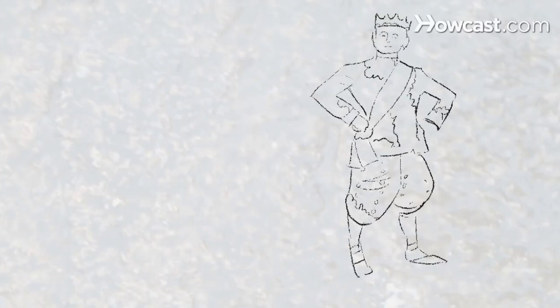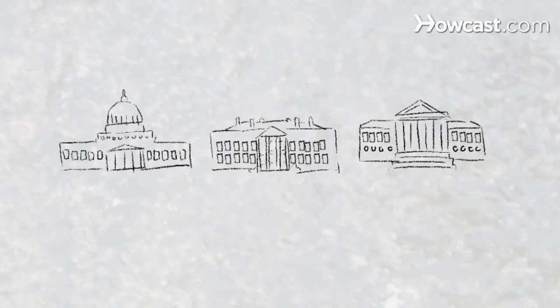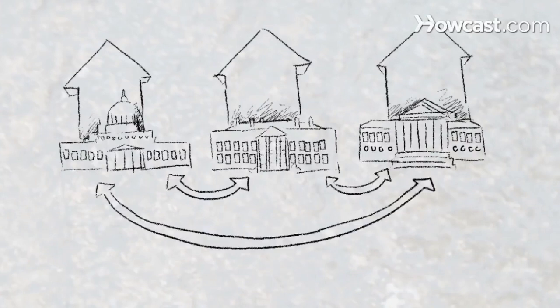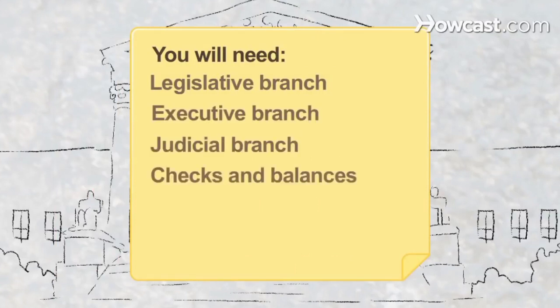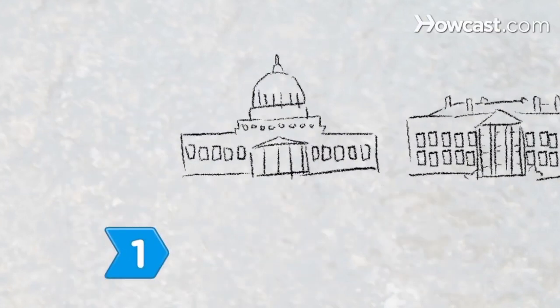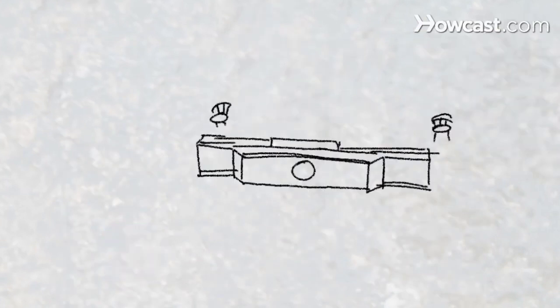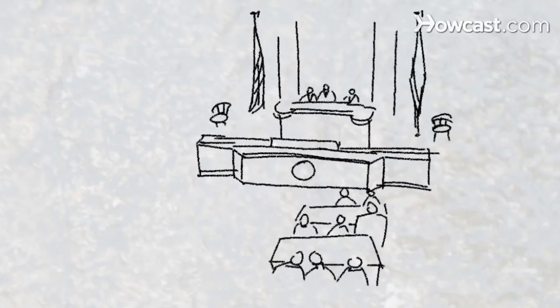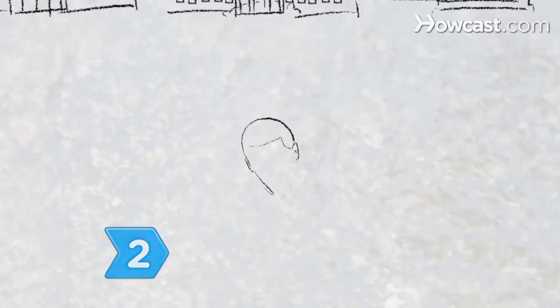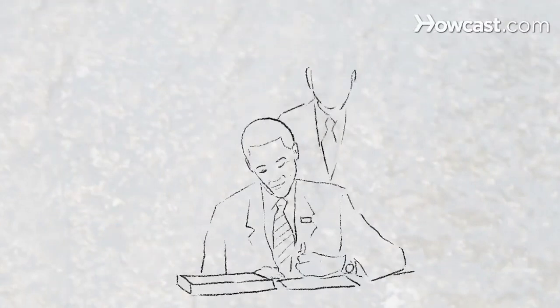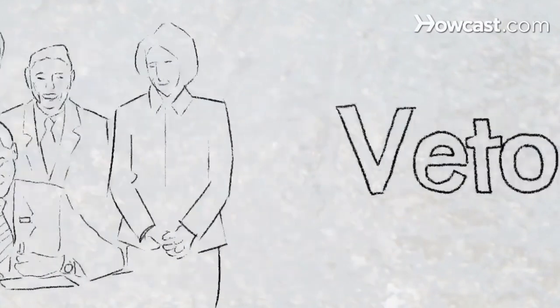Now, to understand the constitutional powers placed upon these arms of government and their interrelations, you will need to understand properly the legislative, the executive, the judicial branch, and their checks and balances. So, for the legislative branch, we have two organs, the Senate and the House of Representatives. For the executive branch, you have the president, the vice president, and the cabinet, and they have veto power.